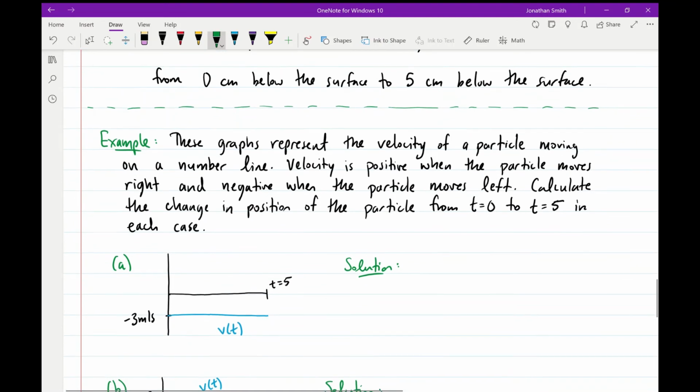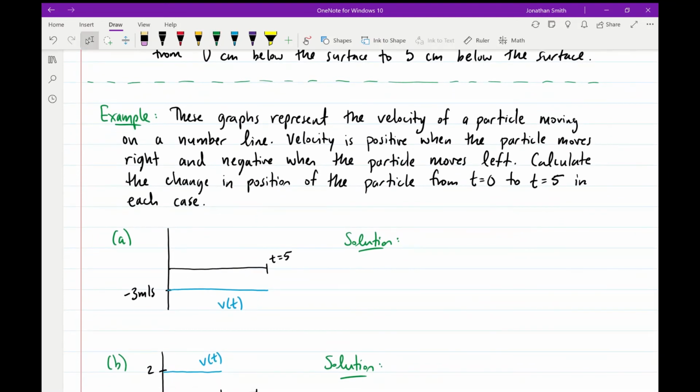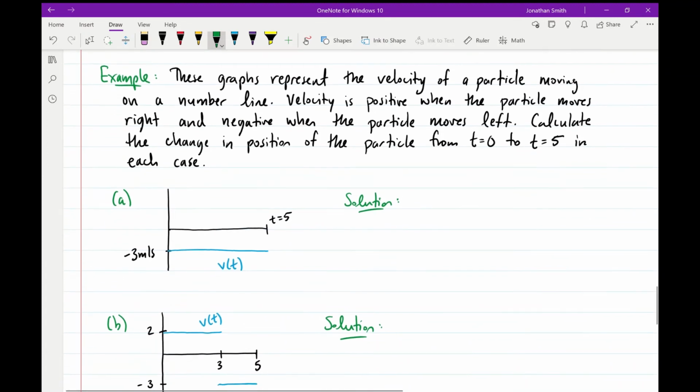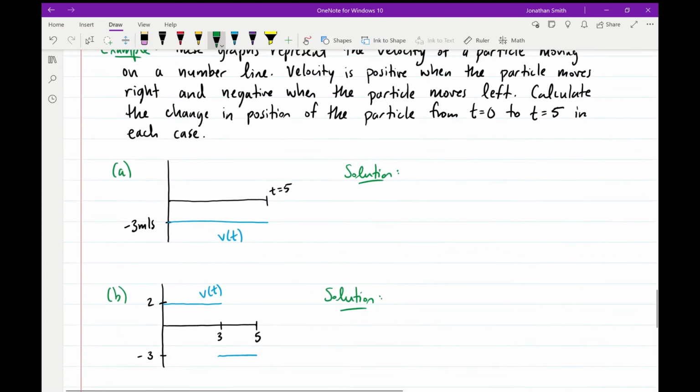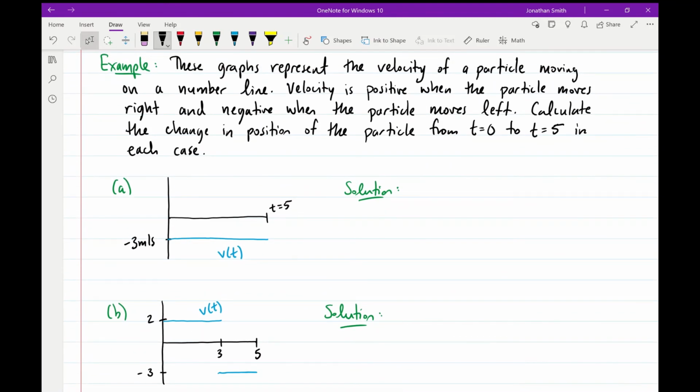And in each of the three different cases, I want to calculate the change in position of the particle from time equals 0, the initial position, to time equals 5. And it's going to change depending on what the graph of the velocity function looks like from time equals 0 to time equals 5, but we'll calculate it in each case. So remember, the velocity is a rate of change function with respect to time. So if we want to find total change, we take the definite integral from t equals 0 to t equals 5 in each of these cases.